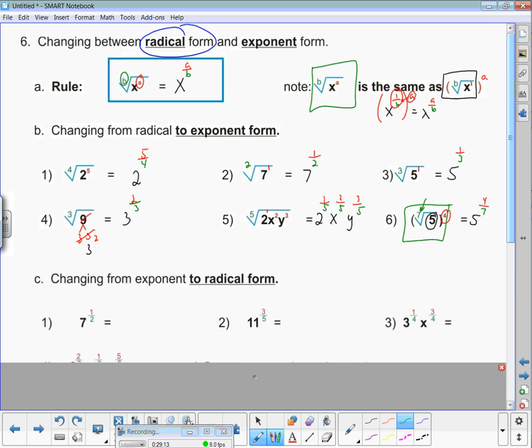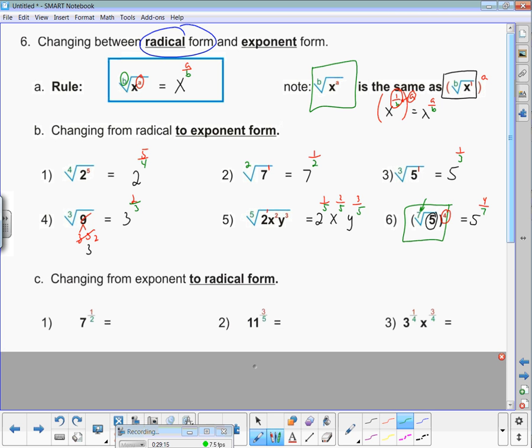All right, how about going the other way? Now we're going to go backwards. So if you look up at the rule, now we have to go from this form back to radical form. We're going backwards. That's okay. Not hard to do. We're just going the other direction. We can do that.